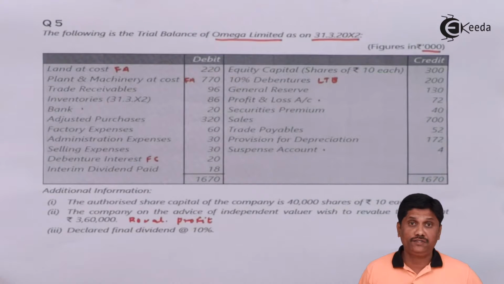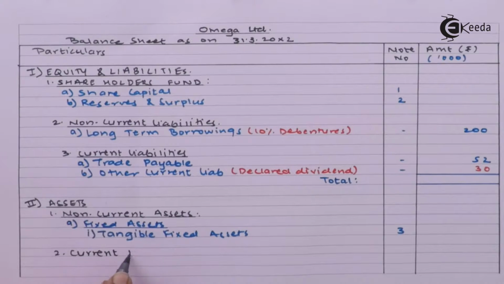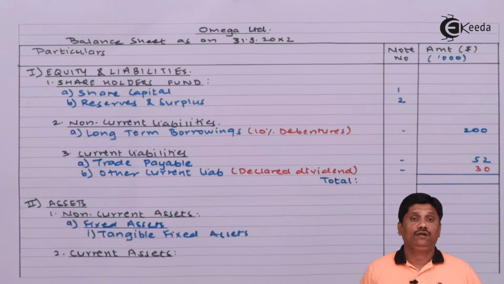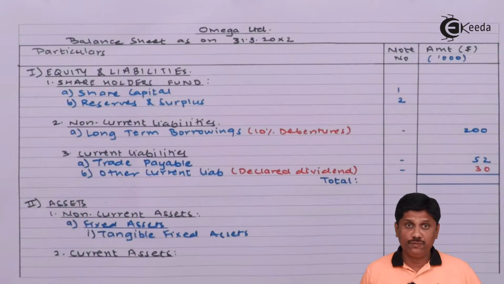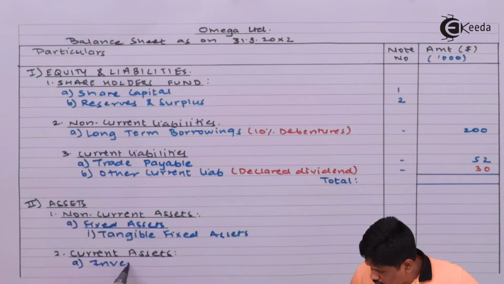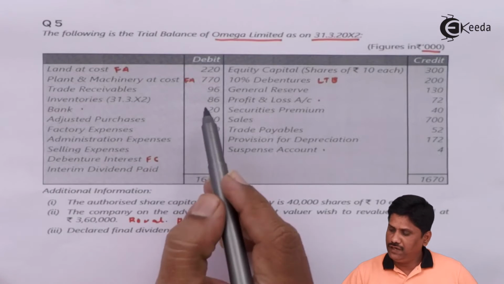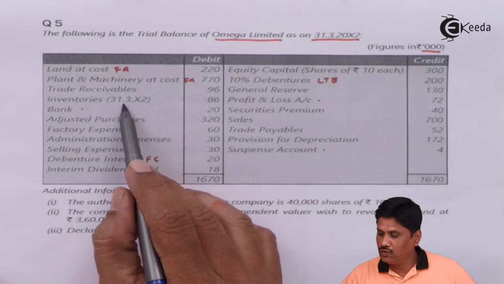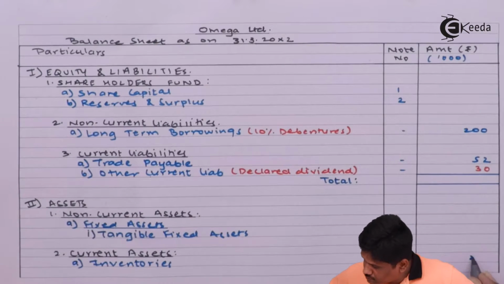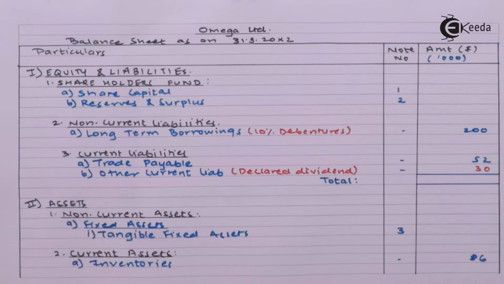Now I need to note down current assets. Under current asset, the writing sequence will be current investment, inventories, trade receivable, cash and cash equivalent, short-term loans and advances, and other current assets. We don't have a current investment. Then we will write inventories. In your question, inventories are given as 86 in your trial balance and it is on a closing date, so I will write that. Space is insufficient, so I will go to the next page.